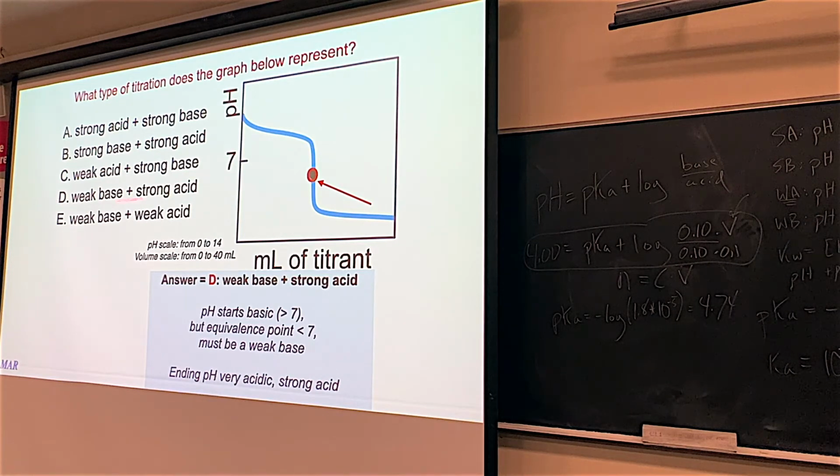Likewise, a weak acid plus strong base, which looks kind of like that, its equivalence point will be a little bit basic. The weak acid now has a conjugate base that's acting up at equivalence, making the equivalence point basic. So between those couple of things, you could figure out what these kind of titration graphs look like, which is kind of cool. Any questions?